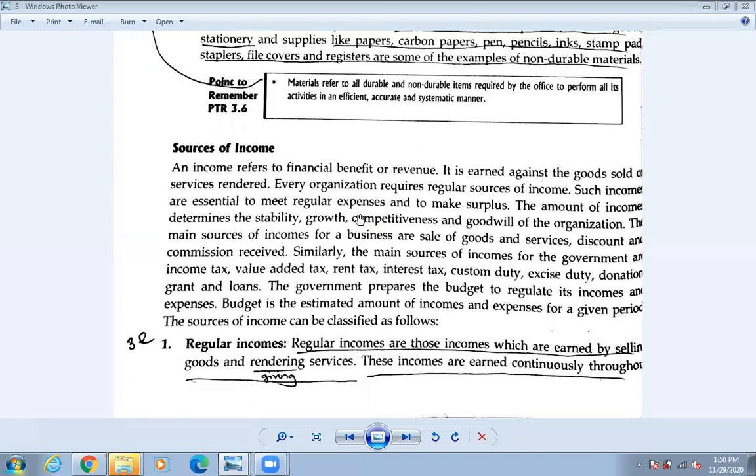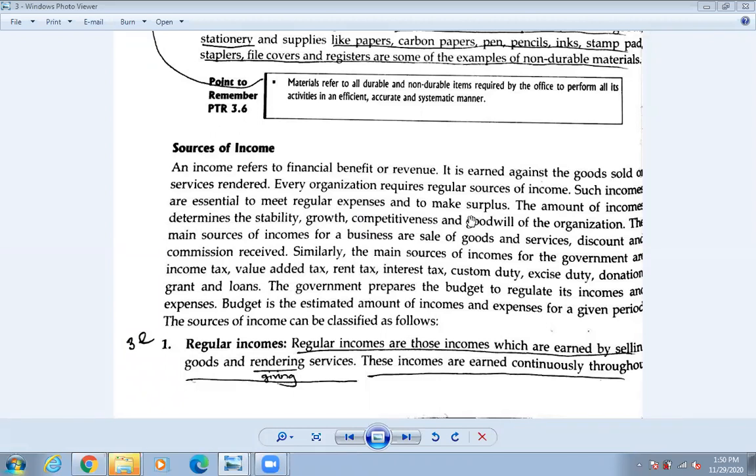So there is a regular source of income. We need it. Why do we need that regular income? To pay the regular expenses, and to make the surplus also. Surplus means what is left over.